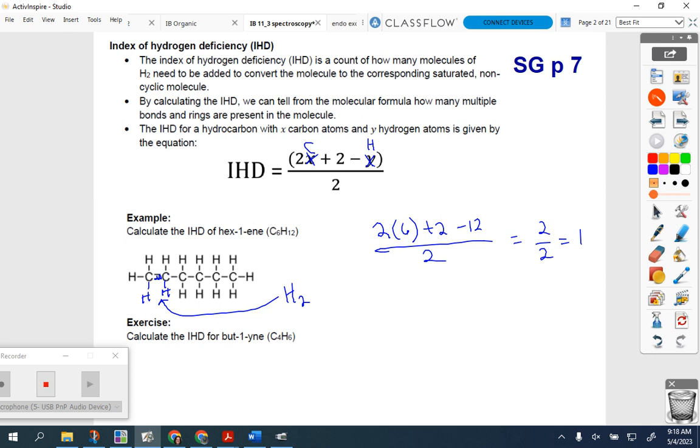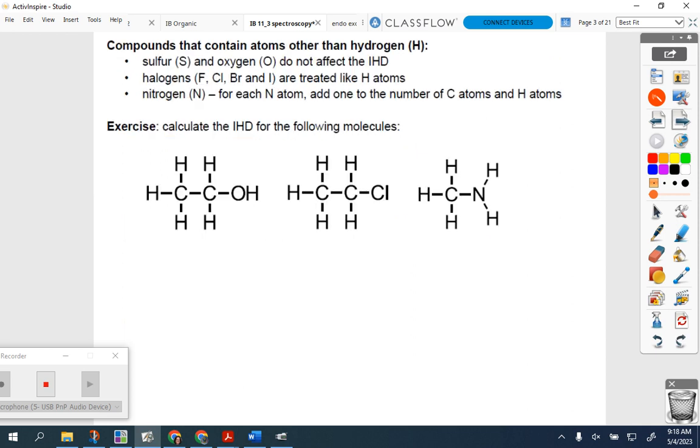There's an exercise here that you can do on your own and check the answer key for with a triple bond. Each triple bond's obviously going to need 2 hydrogen molecules. Then there's how to deal with things other than carbons and hydrogens. So for sulfur and oxygen, the presence of a sulfur or oxygen doesn't add anything to your formula.